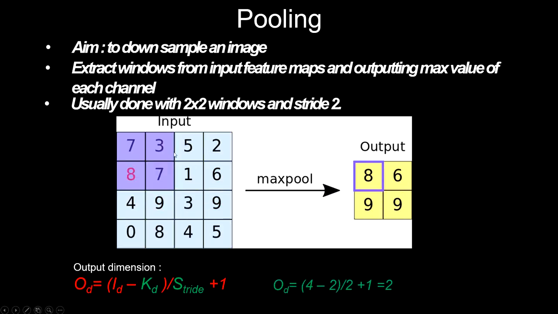So for this particular case, you have the input dimension of 4 minus the kernel of your pooling, which is 2 by 2, over stride, which is usually 2, plus 1. So for this case, if you have an input image of 4 by 4, your output image will be 2 by 2 after you perform the pooling process.